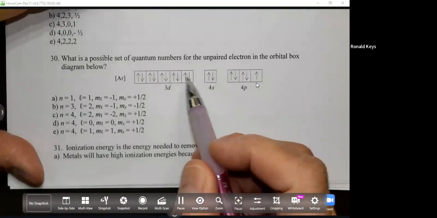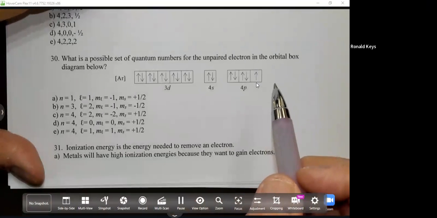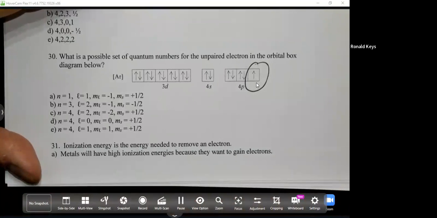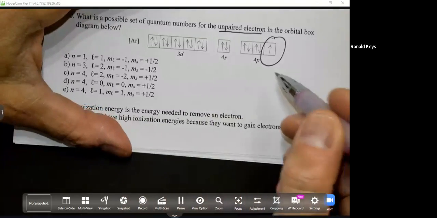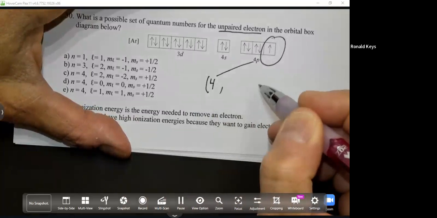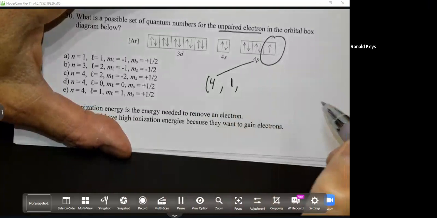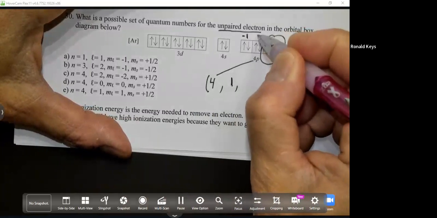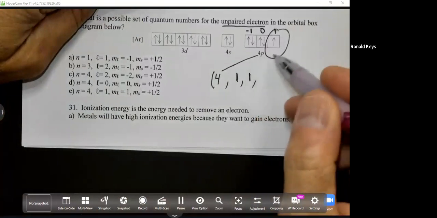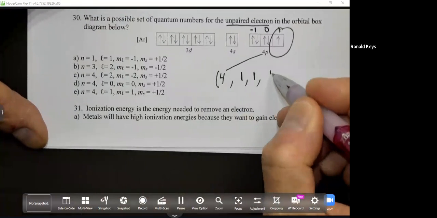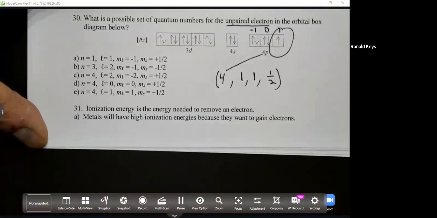So 30, what is a possible set of quantum numbers for the unpaired electron in the orbital box diagram below? It's got to be this one, right? This is the unpaired electron. So if we do the quantum numbers for that, we are in energy level 4. Second number, 0 for s, 1 for p, 2 for d, so 1 for p, and then the specific orbitals would go -1, 0, +1, right? So that one's in a 1. And that one really could be spinning either direction. It looks like we've got to spin it at 1/2. That would be the quantum numbers for that.